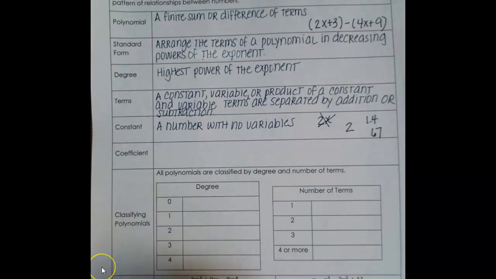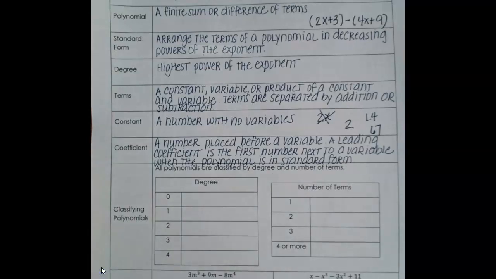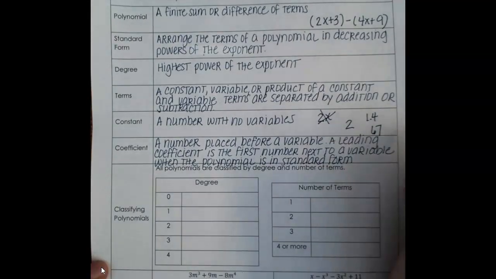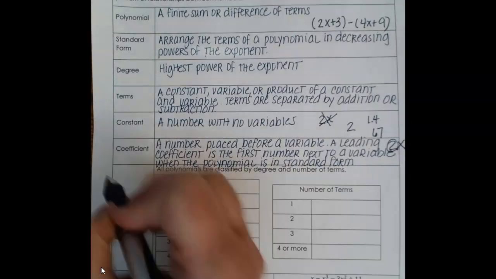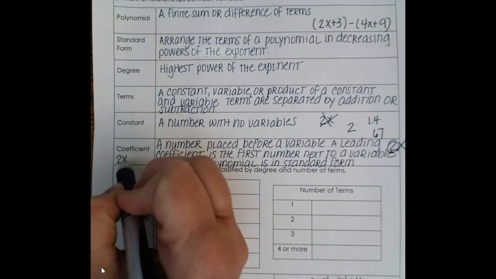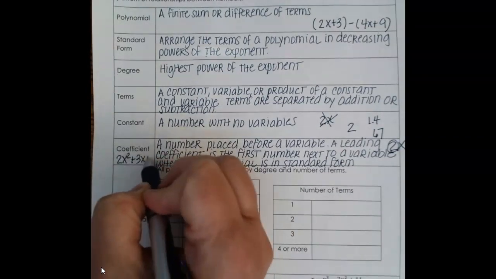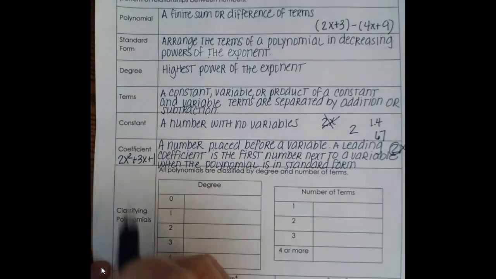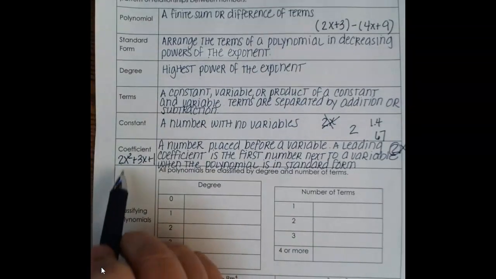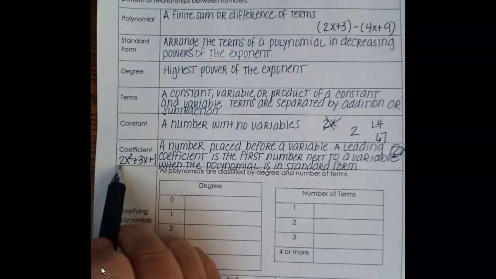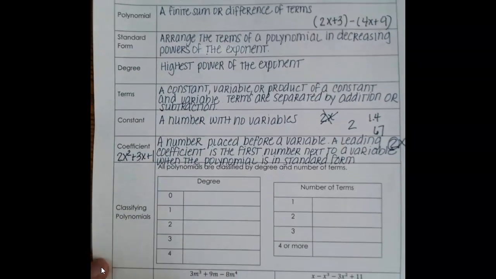And our last term that we're going to talk about right now, coefficient. A coefficient is a number that is placed before a variable. A leading coefficient is the first number next to a variable when the polynomial is in standard form. So I had used my example 2x above. 2 is the coefficient. If I had an entire expression such as that, I have a coefficient here and here. I have a 2 as a coefficient, I have 3 as a coefficient, but the leading coefficient is the number when it's in standard form, that's the first number, so 2 would be my leading coefficient.